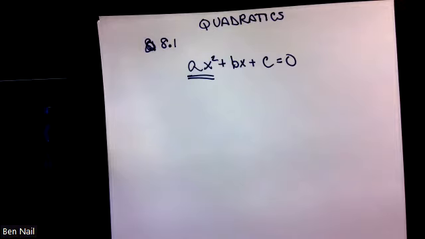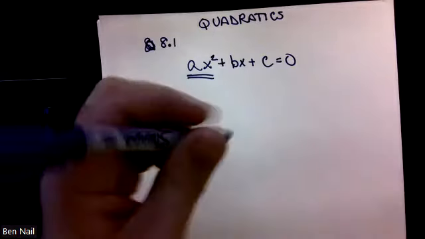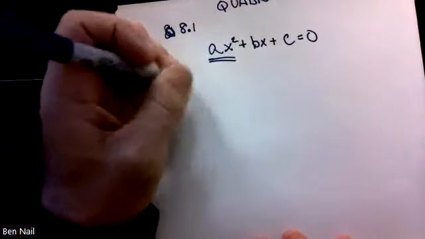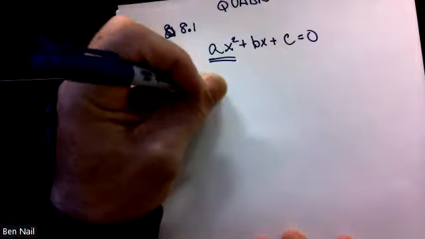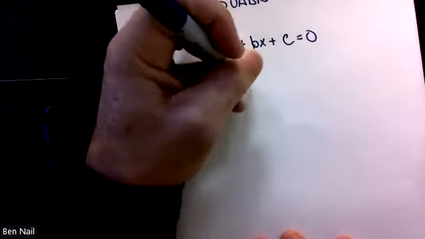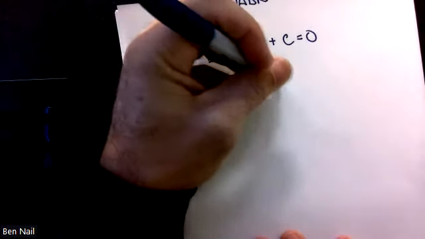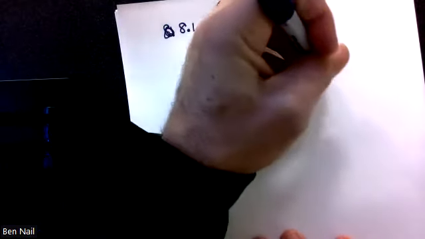Most of chapter 8 is about solving quadratics. There are multiple methods for solving a quadratic. I'm going to talk about 3 of them. 8.1 covers 2, 8.2 covers a third one. So essentially, we're going to be talking about solving a quadratic. The first method we're going to use to solve is called the square root method.